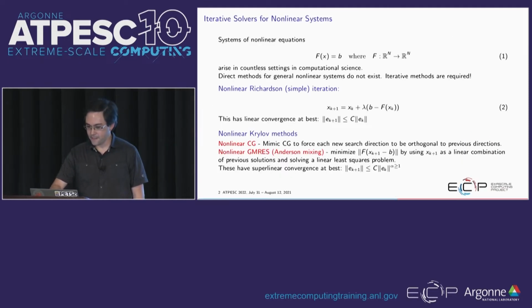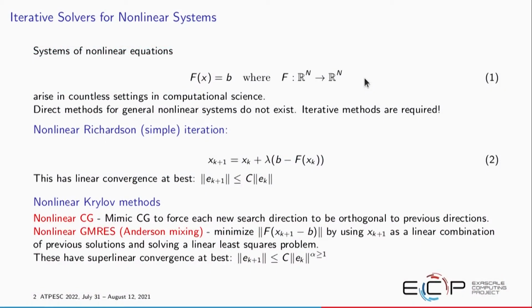Systems of nonlinear equations of the form I'm showing right here, this very general way of writing them, where F is a mapping from R^n to R^n, arise in tons of different settings in computational science. And unlike what you may have seen from some of the linear solver content this morning, direct methods for general nonlinear systems don't exist. So iterative methods are a requirement for solving them.